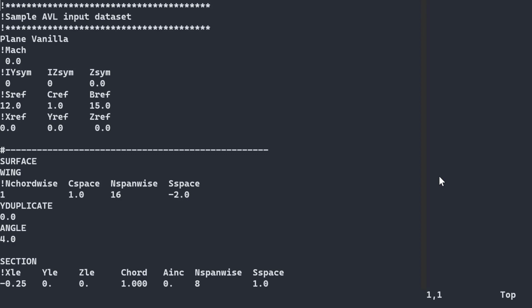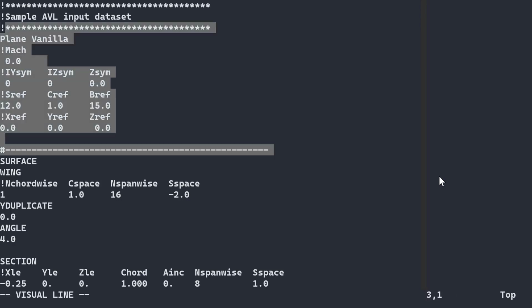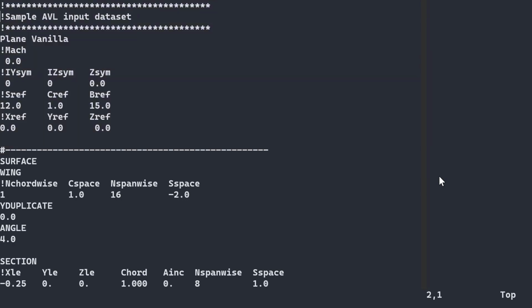Okay, so this text input, just like the AVL command line interface, is almost like a tree-based structure. You have one section, up to here, that defines the global properties of this airplane. For example, the plan vanilla is the name of this airplane, right? And this is the Mach number. 0.0 means it's incompressible flow, and AVL works the best for low Mach number flows. And these are almost always set to be 0. I mean, I always set it to be 0.